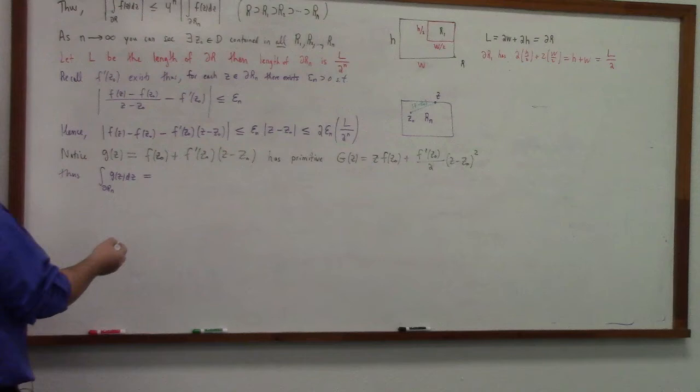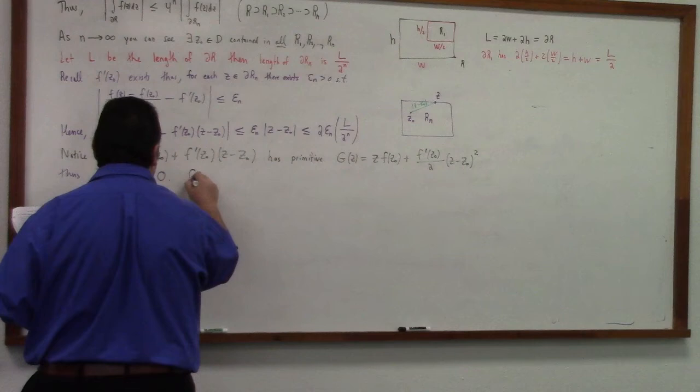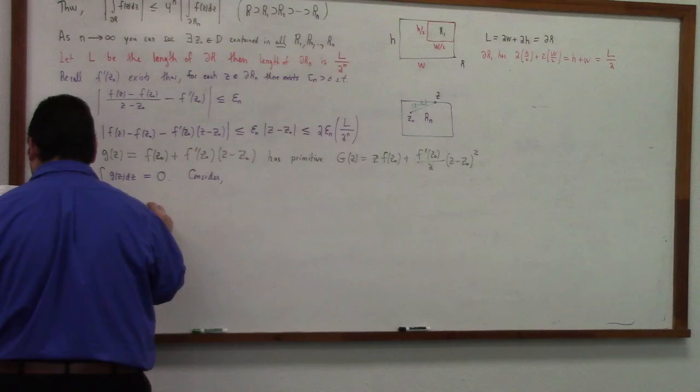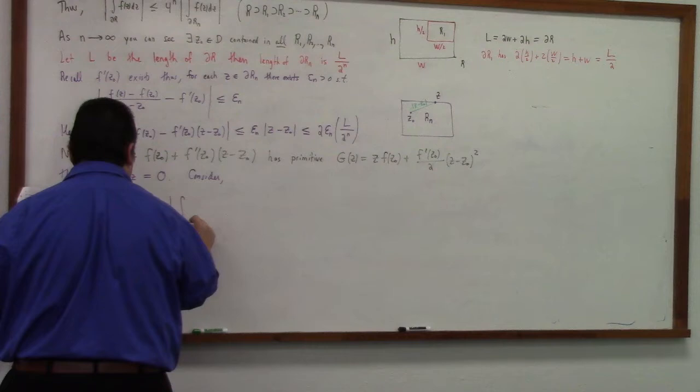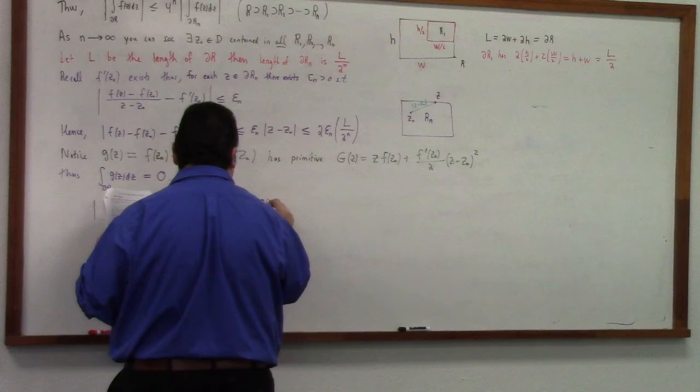How does that help us? Well, it's not obvious yet. So I said subtracting the 0 is crucial. Consider, so here we go. Modulus of the integral over the boundary of Rn, f of z dz, is equal to the modulus of the integral over the boundary of Rn of what? Well, I'm going to take f of z minus f of z naught minus f prime of z naught times z minus z naught dz.